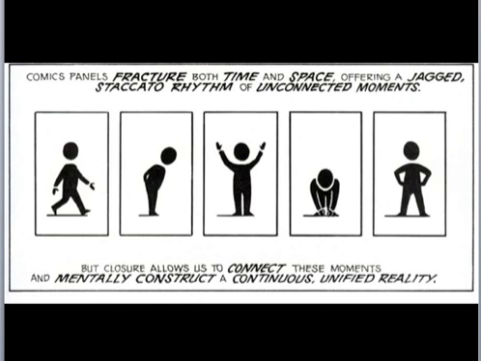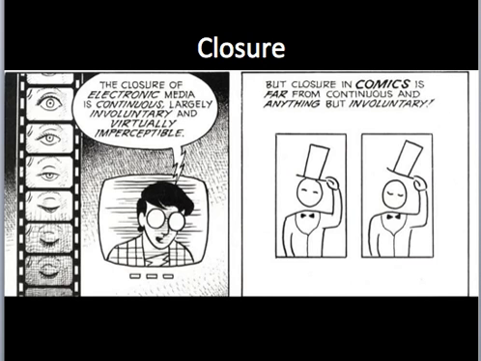Comic panels fracture both time and space, offering a jagged staccato rhythm of unconnected moments. But closure allows us to connect these moments and mentally construct a continuous, unified reality. So here we see, the first panel, person walking, then someone bending, then someone with their arms up, and then someone bending over, and then someone with their arms on their hips. But when we look at it in a continuous motion, it looks like one person who's maybe doing exercise.